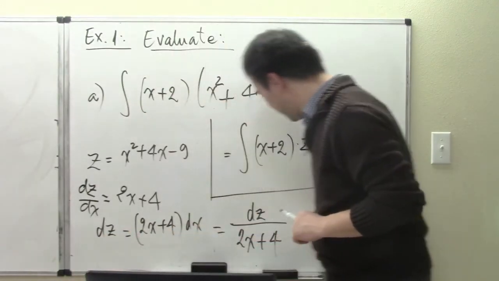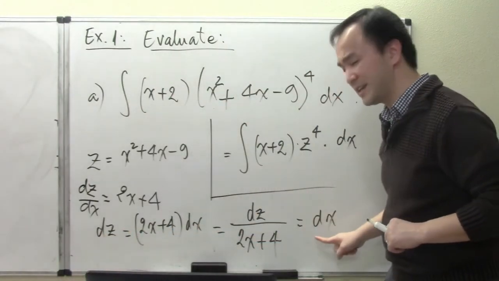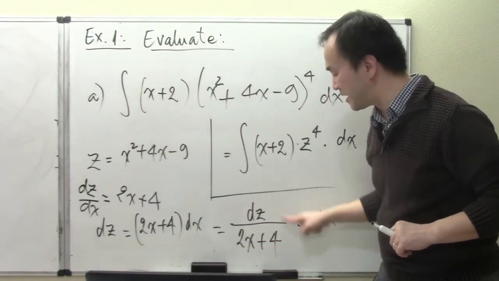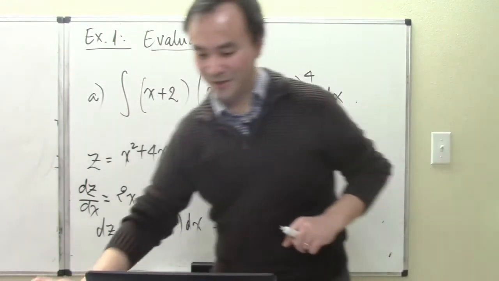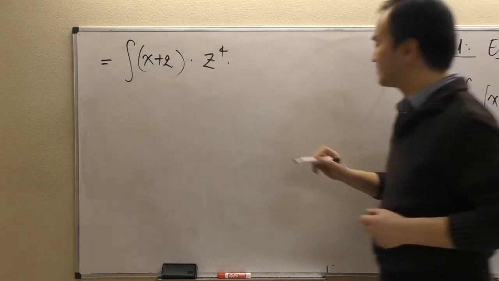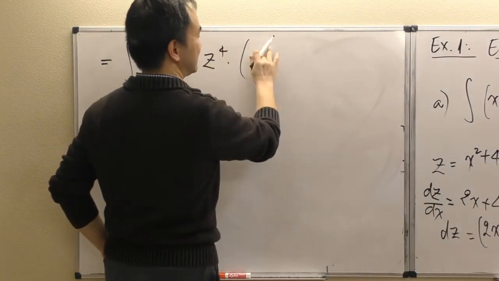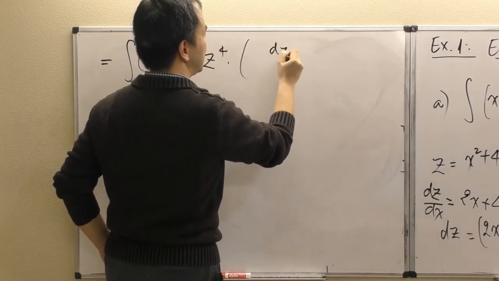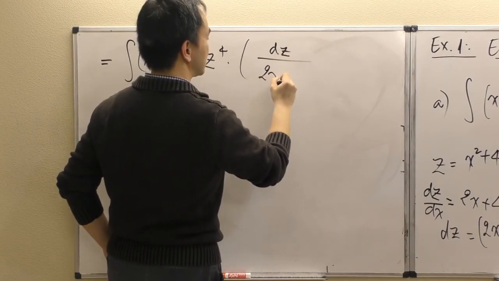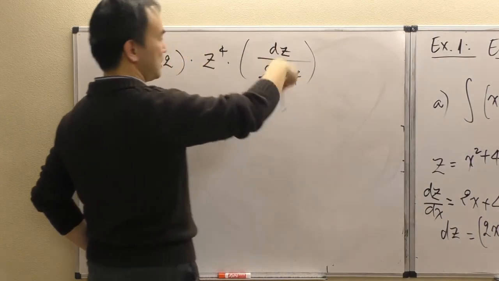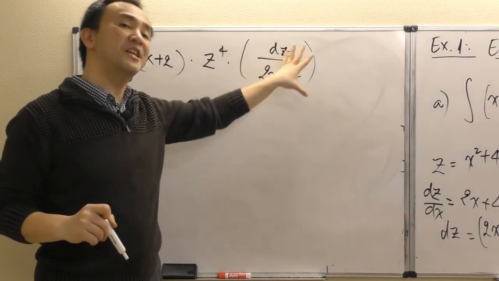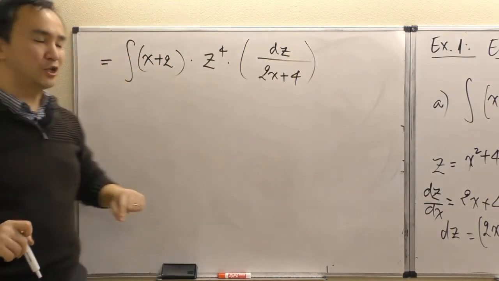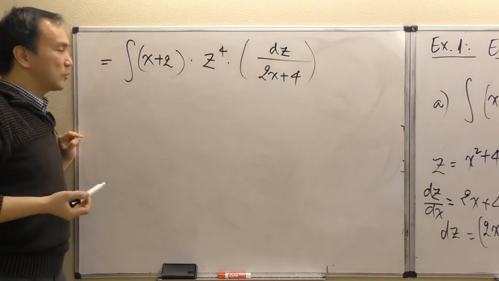The dx now can be substituted by dz over 2x plus 4. That's the whole thing. And so dx is dz over 2x plus 4. I put that in parentheses just to indicate that the dx was supposed to be here, but now I replaced that with the whole dz over 2x plus 4. And so look at how useful that is for us now.